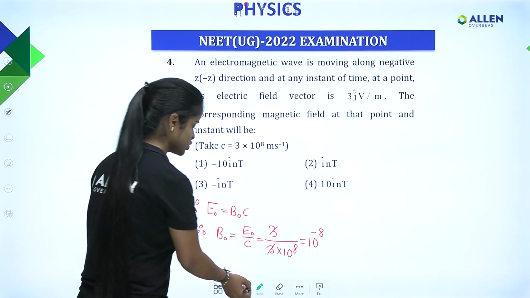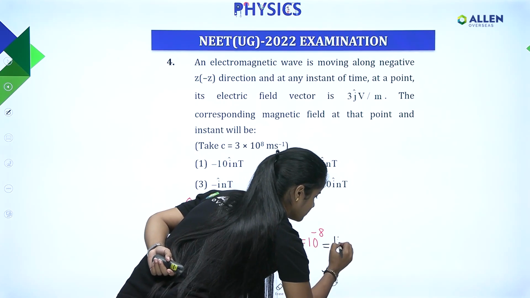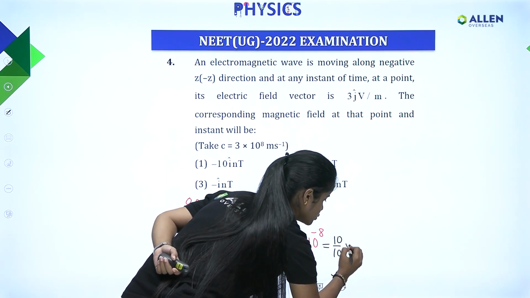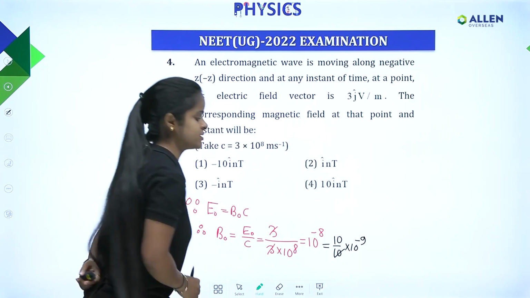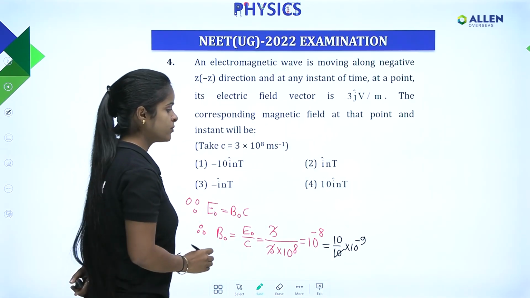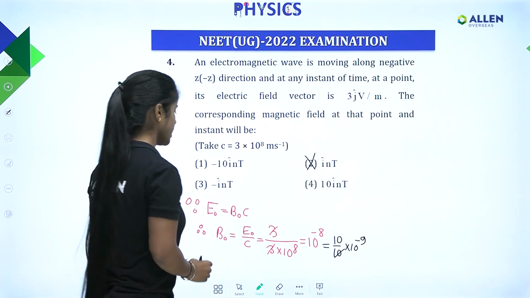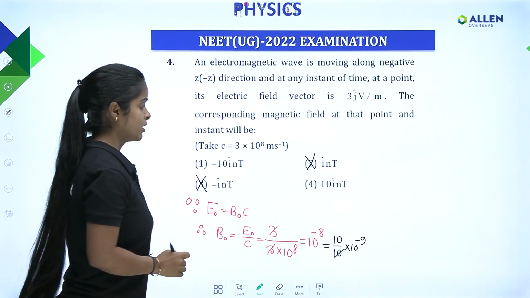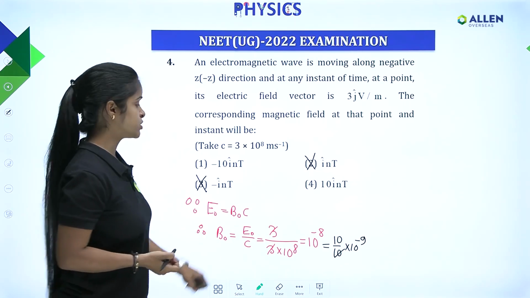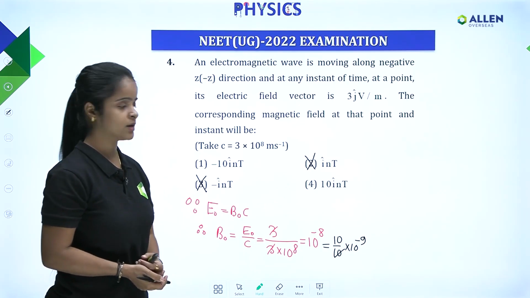So in this situation, in the next step, I am going to multiply and divide by 10, so that you will find 10 to the power minus 9, right? So from here you can say option number 2 will be the wrong option. At the same time option number 3 will also be the wrong option. Now the confusion is which option will be correct between option number 1 and option number 4, right?